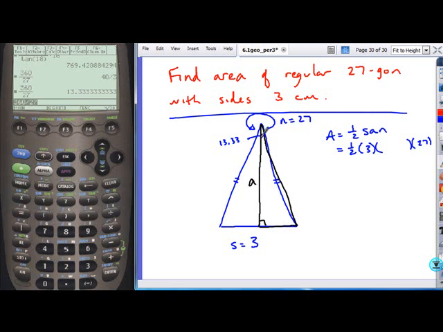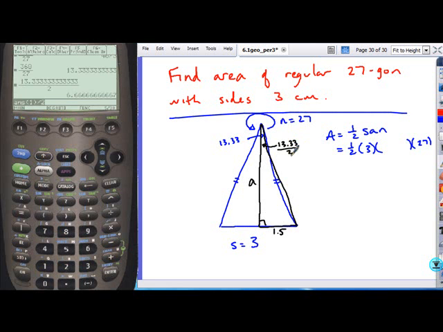Okay, and so when we draw in our altitude, what's it going to do to that base? Cuts it in half. So this side length is 1.5. What's this altitude going to do to our vertex angle? Also going to cut it in half. So this is 13.33 over 2. So we can actually go in and calculate that. So we get 6.66. That's our angle measure here.